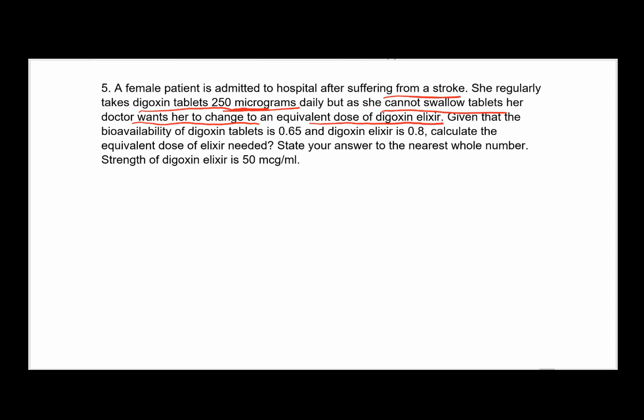So we are converting the digoxin tablet into digoxin elixir. Given that the digoxin tablet bioavailability is 0.65 and digoxin elixir is 0.8, that's the bioavailability. Calculate the equivalent dose of elixir when the strength of the elixir is 50 mcg per milliliter. So here what we are basically doing, we are converting the tablet into elixir, okay?